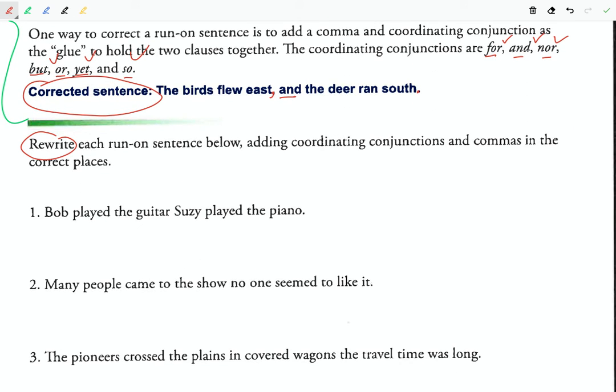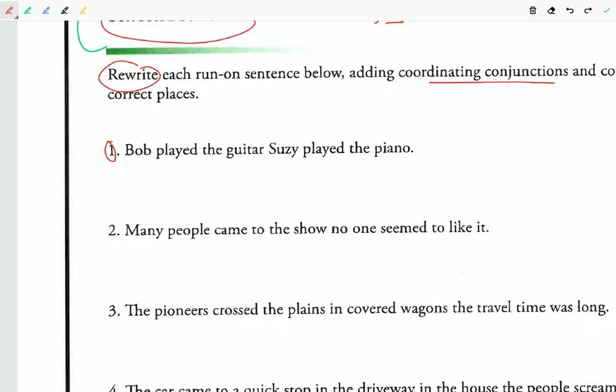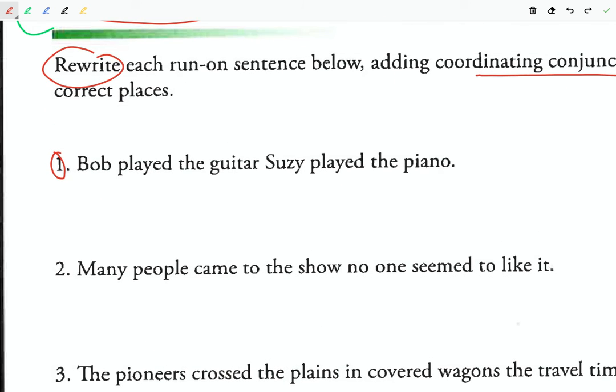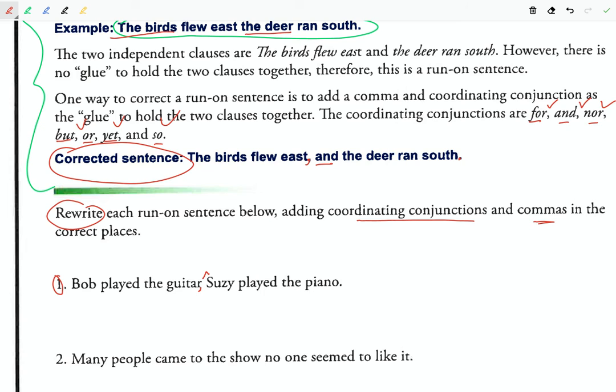So here's your task. It says rewrite each run-on sentence below, adding coordinating conjunctions and commas in the correct places. For example, I have number 1 here. It says Bob played the guitar and Susie played the piano. So again, I have Bob and Susie, 2 subjects. And so that means that there needs to be punctuation in the middle. Okay, so Bob played the guitar. That would be the first sentence, comma, and then after the comma, I need a coordinating conjunction. Now I look at the list of coordinating conjunctions and I select the one that makes more sense. I believe in this case it would be and. So Bob played the guitar and Susie played the piano. Some people would argue that the word but also makes sense. Bob played the guitar, but Susie played the piano. That could work too.